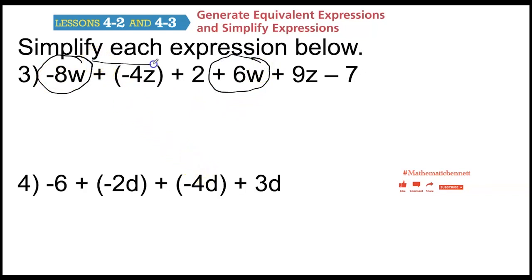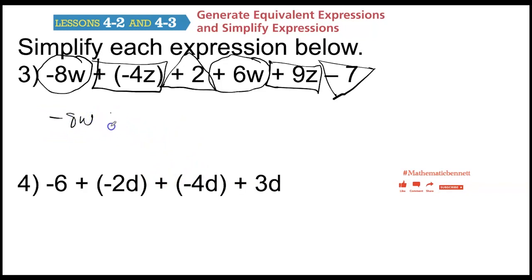Now I'm going to box all the terms with Z. Lastly, I'm going to put a triangle around all the terms that are constants. You notice there's no sign that is left outside of my shapes. Alright, let us rewrite this expression using the commutative property. Alright, so we have negative 8W plus 6W plus negative 4Z plus 9Z plus 2 minus 7.